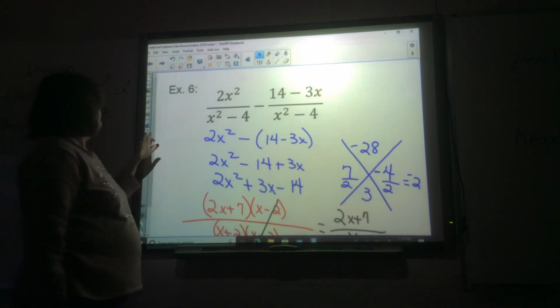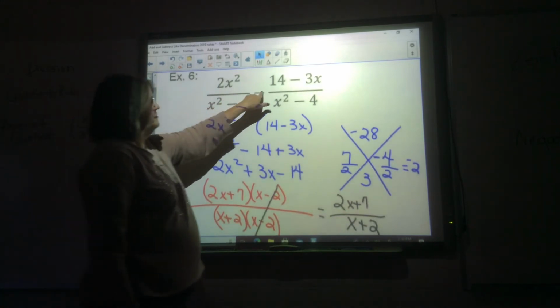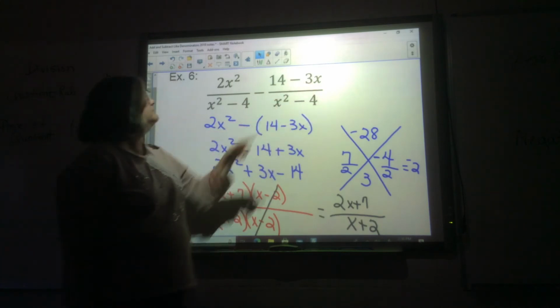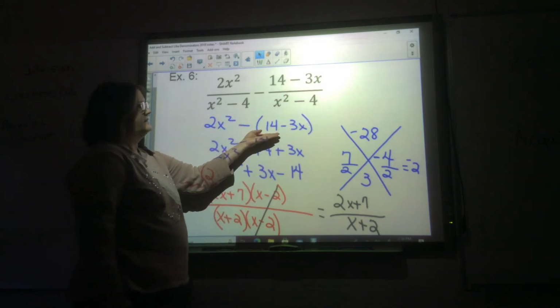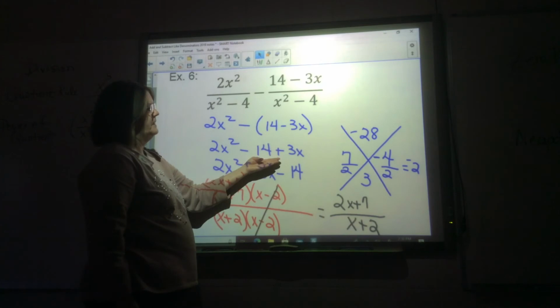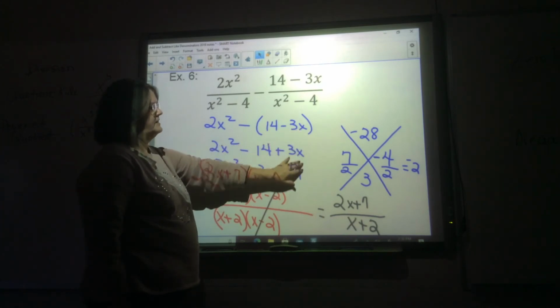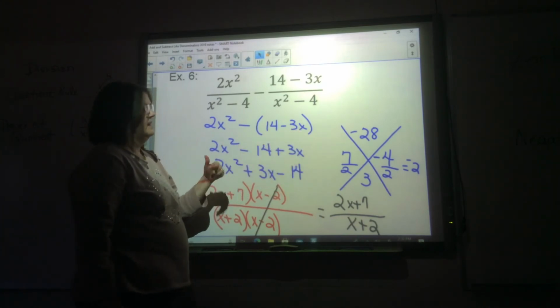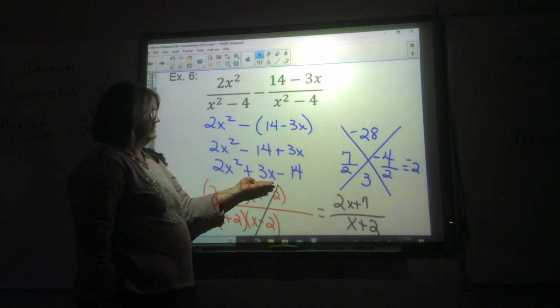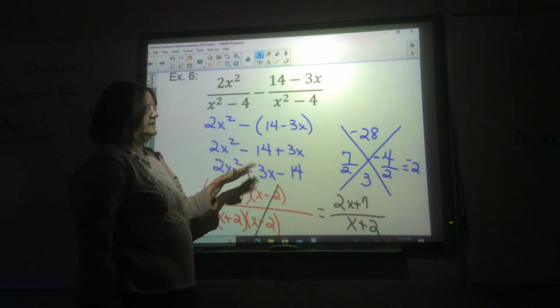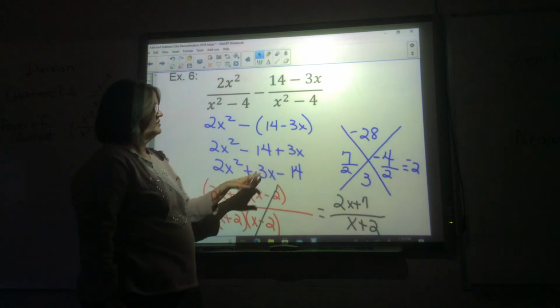This example, I needed to distribute the negative sign throughout. So I did. This positive 14x becomes negative. The negative 3x becomes positive. And then I just changed their order around because this is a trinomial. So I just put the constant on the end and put the x term in the middle.